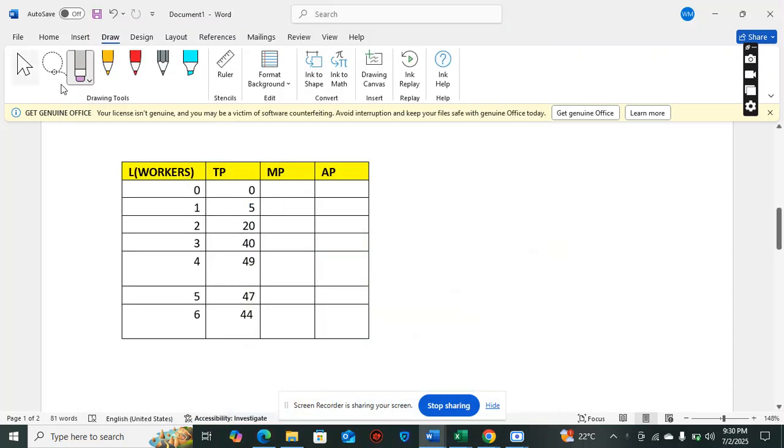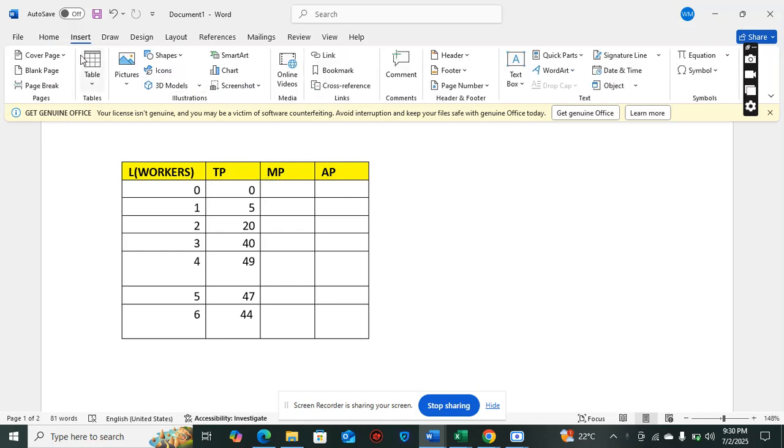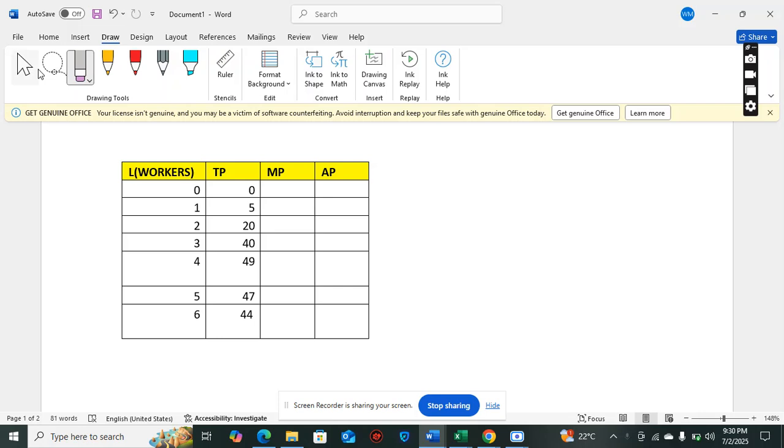Okay, so here we've got an example. I want to see the relationship between marginal product and total product, and the relationship between marginal product and average product. Here we're assuming this is a company. It's got one machine, one form of capital. We'll say capital is fixed and land is also fixed. The only thing that this company can increase or decrease is the number of workers.